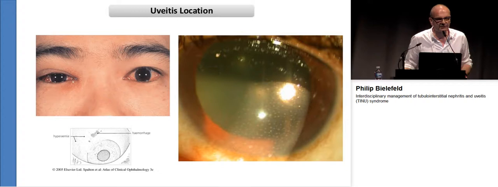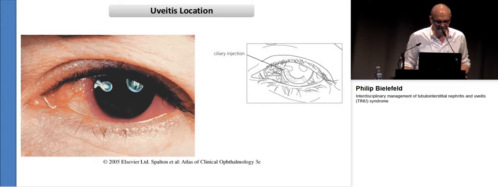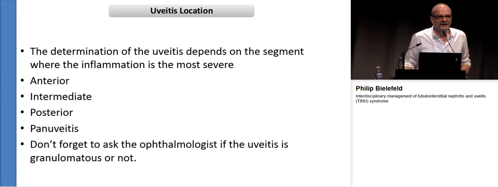This is another kind of anterior uveitis. You see this red circle around the iris. It's called iritis. And this type is not granulomatous. You will soon understand the importance of that. So, the determination of uveitis depends on the segment where it takes place. In TINU syndrome, you will see that it is mostly anterior.